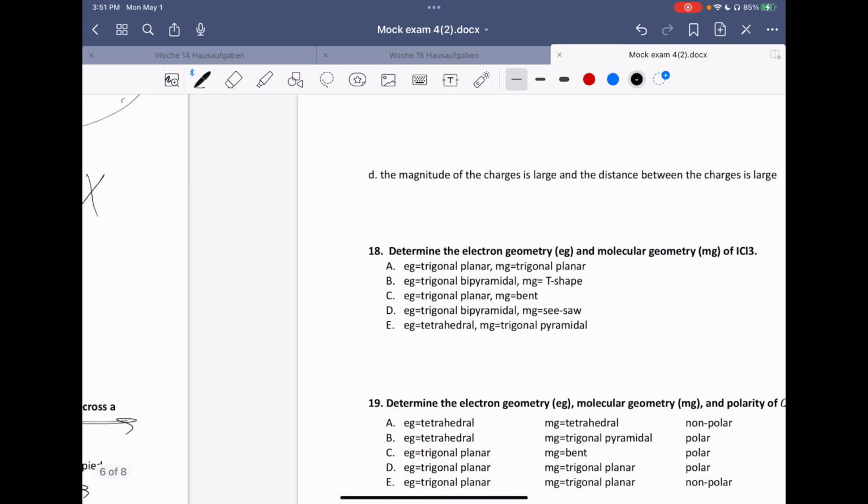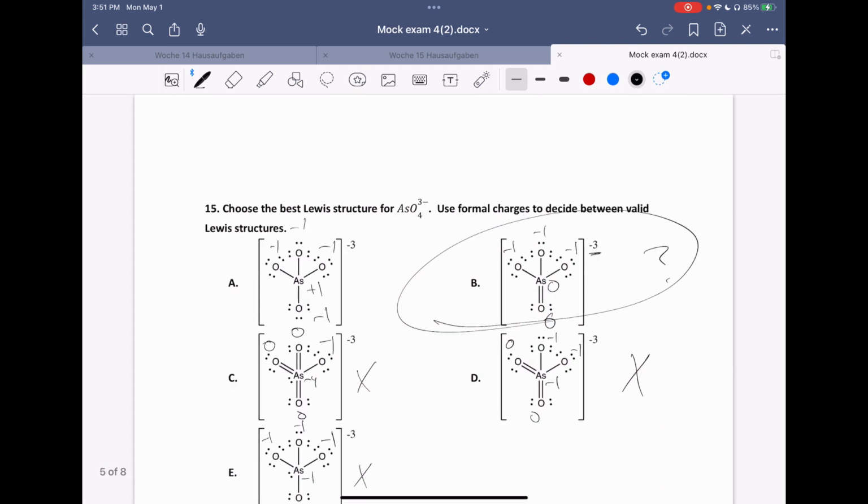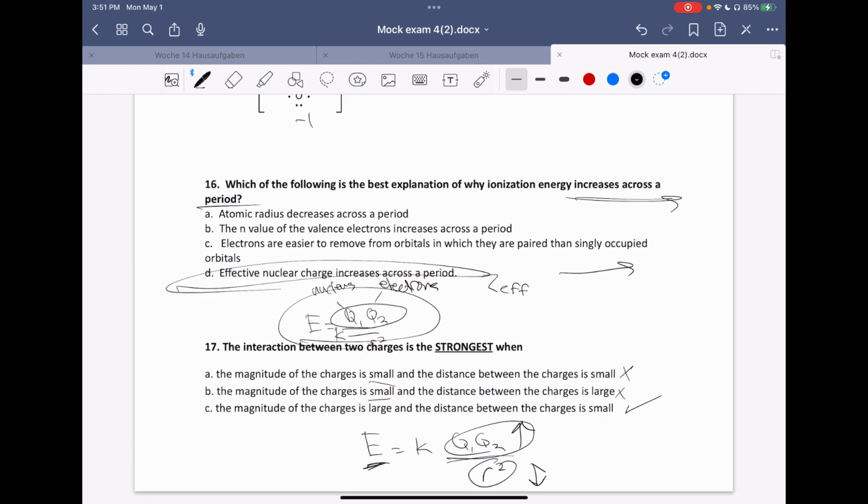We can say maybe to that one, and then we have this one on the other page. The magnitude of the charges is large, we want that, and the distance between the charges is large, we do not want that, right? Because energy and radius are inversely proportional. We want radius to be small for energy to be large, so the answer choice is going to be D.